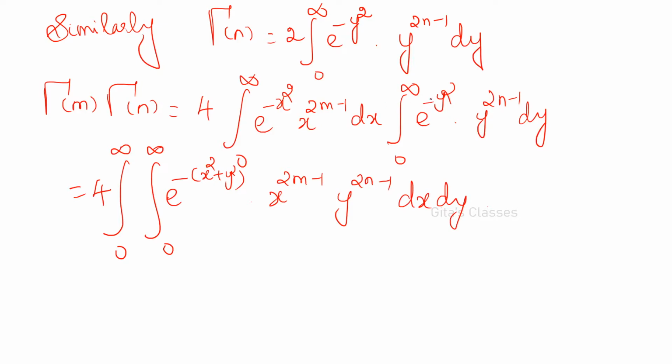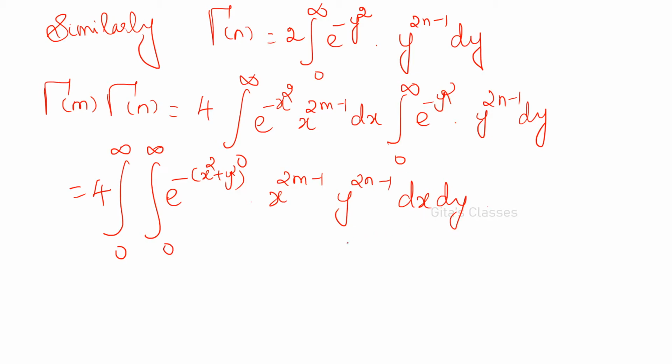Four into integral 0 to, because two integrals are there. Okay. So now this evaluation of this integral is very difficult. So what we are going to do is, we are going to change from this Cartesian coordinate system to polar coordinates.